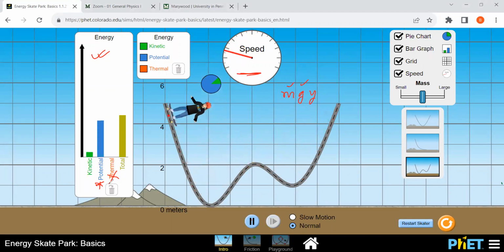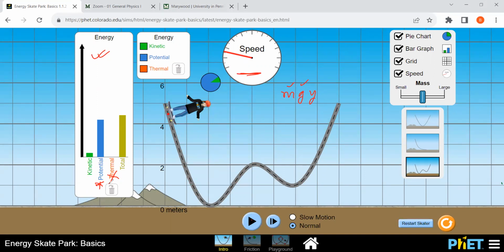Okay, so here there is no friction, so that means we are fine. We neglect the friction, although in real life there is friction between the board and the track, right? But if we neglect the friction, the total mechanical energy is constant, no matter where this boy is. The total energy is always constant.